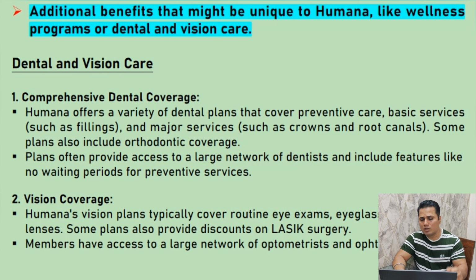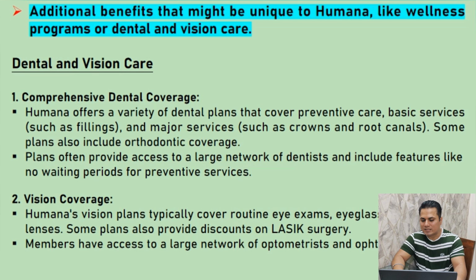Now, additional benefits that might be unique to Humana, like wellness programs or dental and vision care. Dental and vision care. Number one, comprehensive dental coverage. Humana offers a variety of dental plans that cover preventive care, basic services such as fillings, and major services such as crowns and root canals. Some plans also include orthodontic coverage.